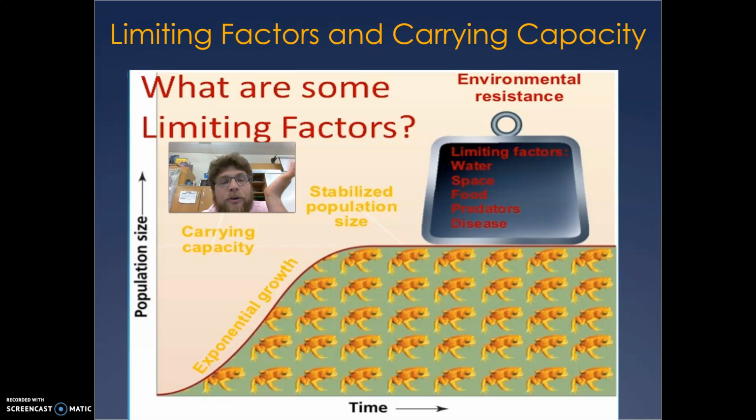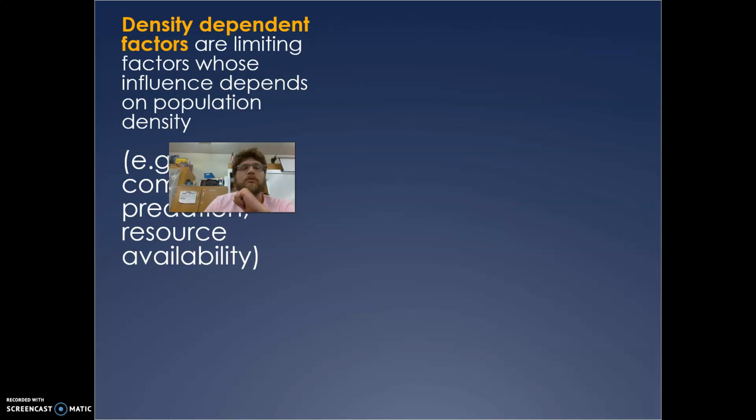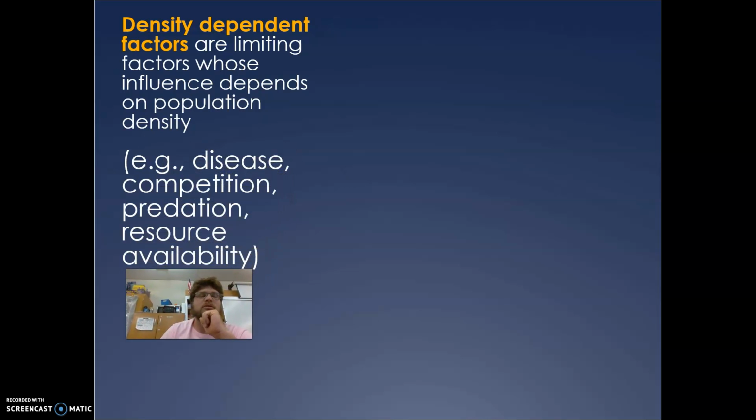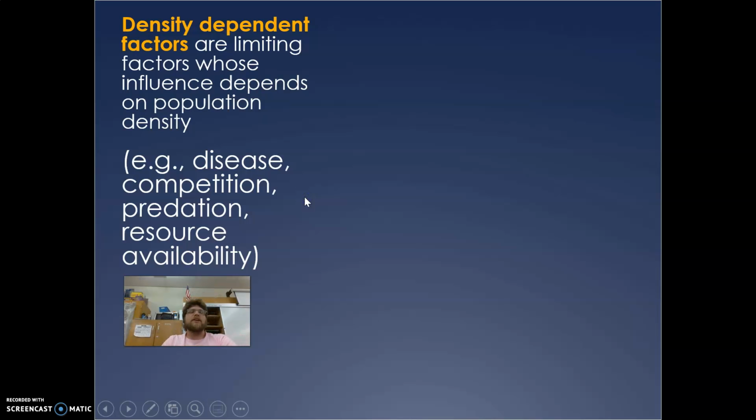Okay, so you thought of some factors. Let's break down factors into two main categories. First, there are density-dependent factors. Okay, so they are factors that depend on the density of a population. And these factors will change based on how many there are. If you have a really dense population versus a super spread out, sparse population.